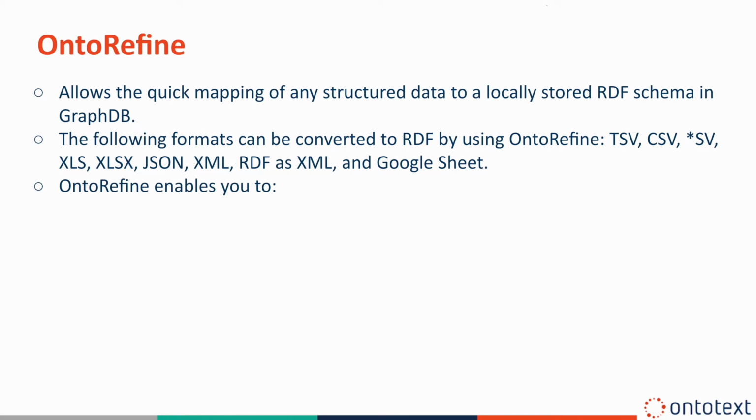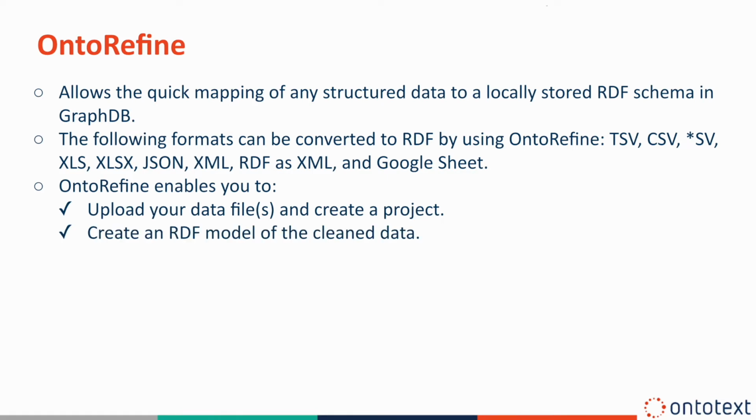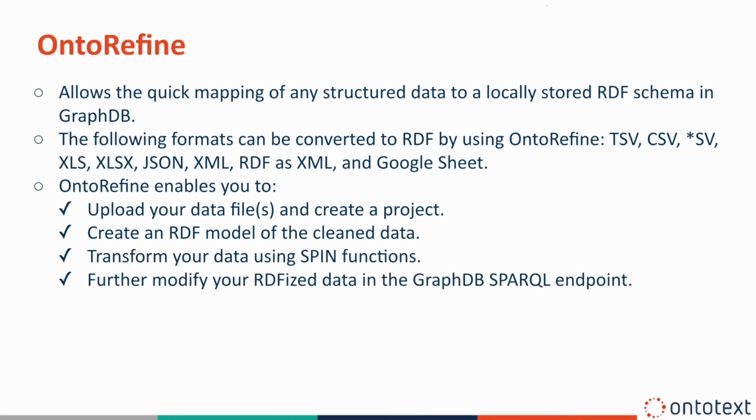OntoRefine enables you to upload your data files and create a new project, create an RDF model of the clean data, transform your data using spin functions, and further modify your RDFized data in the GraphDB Sparkle endpoint.